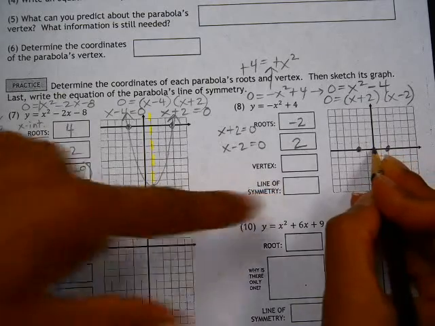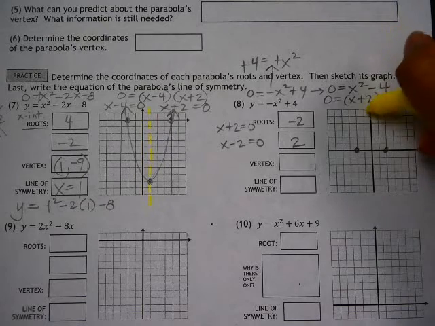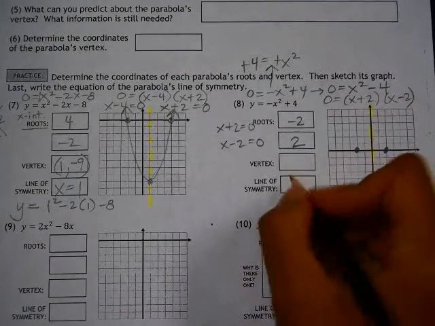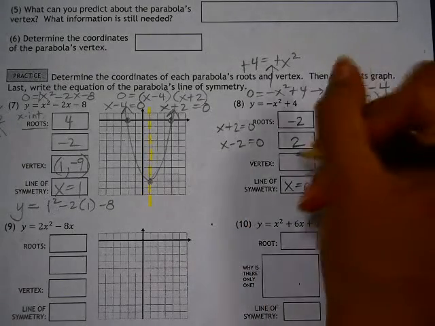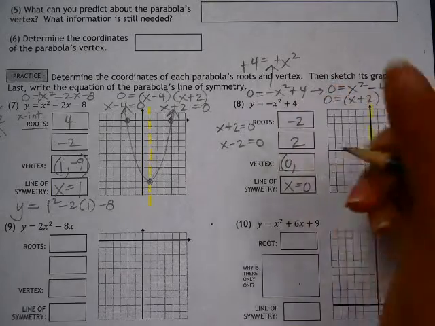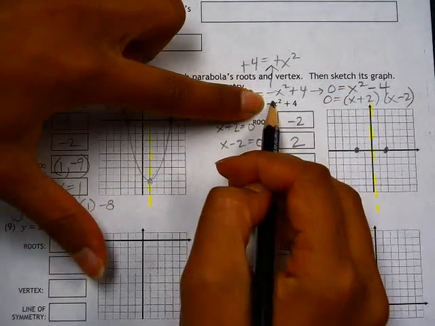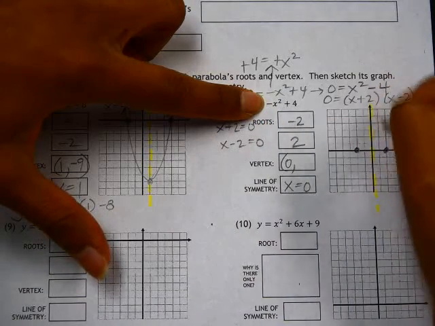Here, the halfway point between the x-intercepts, or the average, would be exactly at 0, so right on top of the y-axis. The equation of that line of symmetry is x equals 0. And I know my vertex is going to be at an x value of 0. And I can tell here that this graph is going to open down because it's a negative number in front of the x squared. So it's going to be something like this.